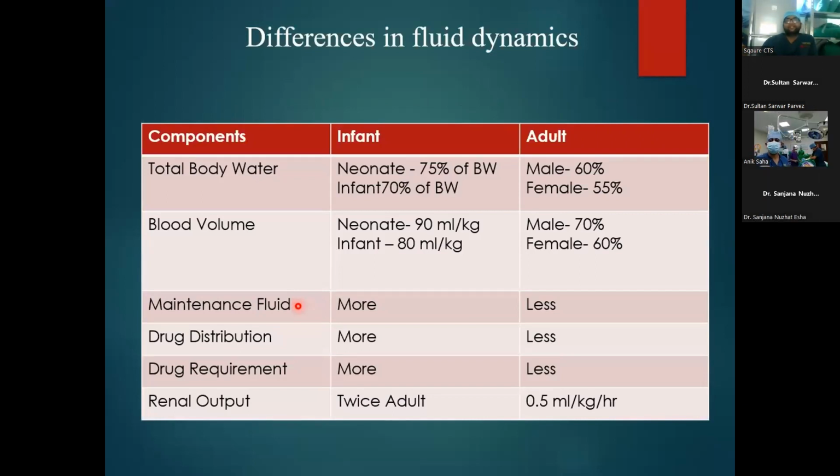In infant and adult, the main difference in fluid dynamics is renal output. In case of infant, renal urine output is more than twice that of an adult. In infant, urine output is 1.5 to 2 ml per kg per hour, but in case of adult, it is 0.5 ml per kg per hour.